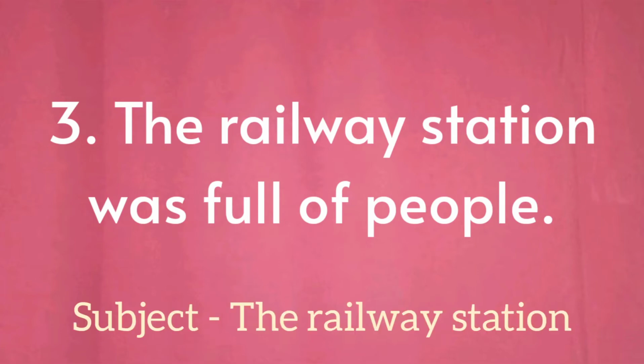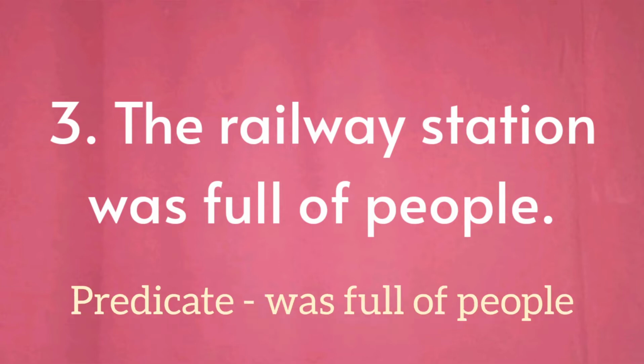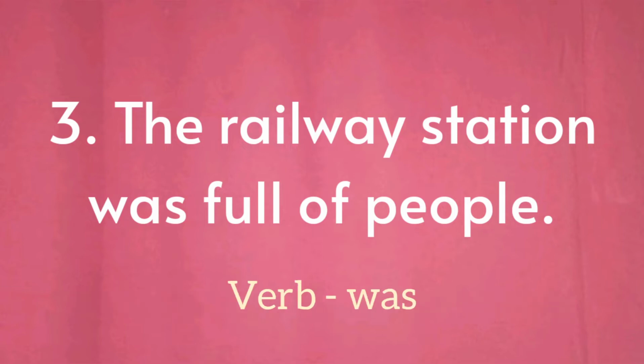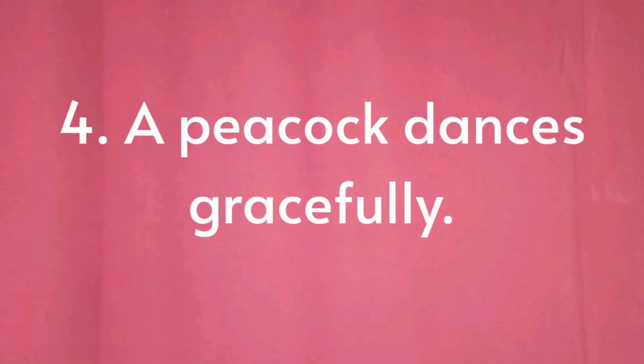The railway station was full of people. The sentence is about the railway station, so it is the subject. Was full of people is the predicate. Was is verb.